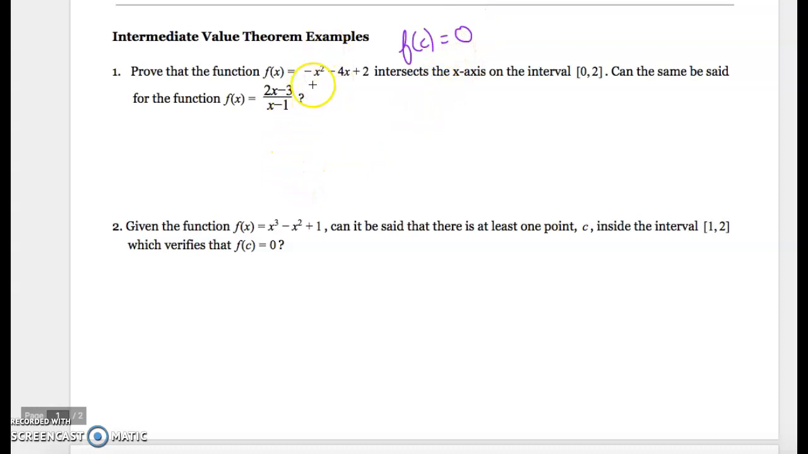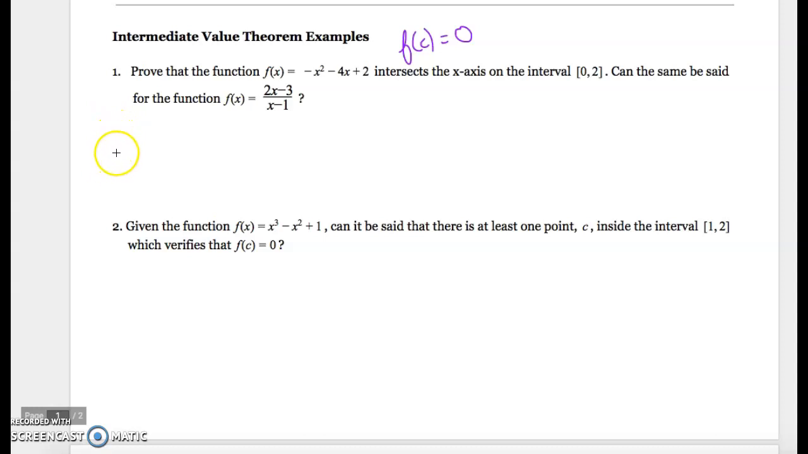The first thing we look at if we want to use the intermediate value theorem is: is your function continuous on the closed interval? Since this function is a quadratic equation, and quadratic equations are continuous everywhere in their domain, which is from negative infinity to infinity, so all real numbers, automatically we can say yes, this function f of x is continuous on 0 to 2. So that's how we're going to start off our justification.